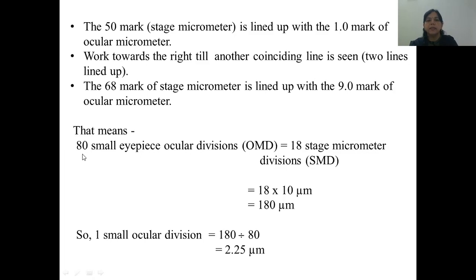That means 80 small eyepiece ocular divisions, we call it OMD, is equal to 18 stage micrometer divisions, right? Now, this measurement is a known measurement. That is, 1 micrometer division is 10 micrometers. Between the two lines on the stage micrometer, the distance is 10 microns, which we have learned is a known factor. So 18 stage micrometer divisions occupy a distance of 18 into 10, 180 micrometer.